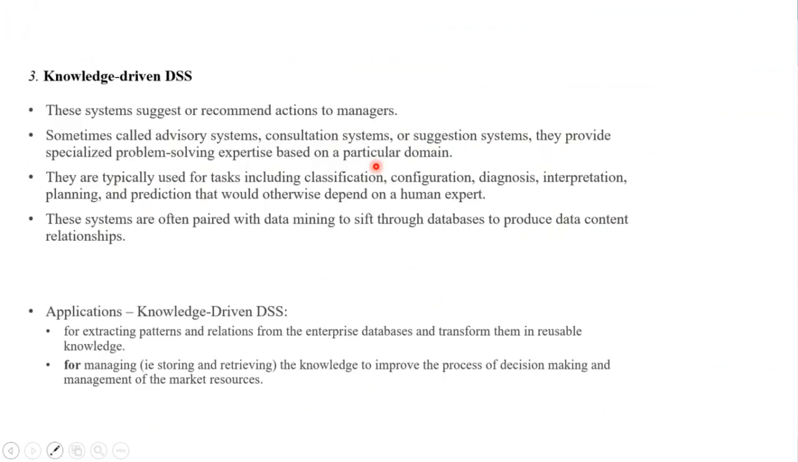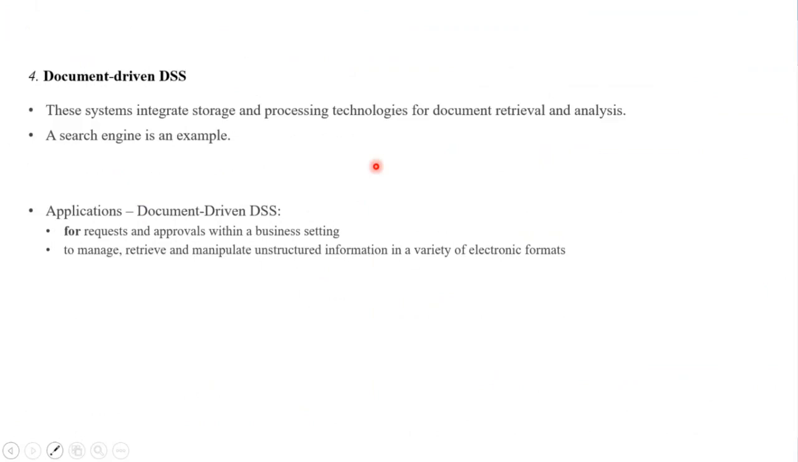Today it's difficult to separate all of them because today we can see all these different categories in one type of system. Then we have the document-driven decision support systems. Now this is different. For this one, we can say the main component is for processing and storing data for document retrieval and analysis.